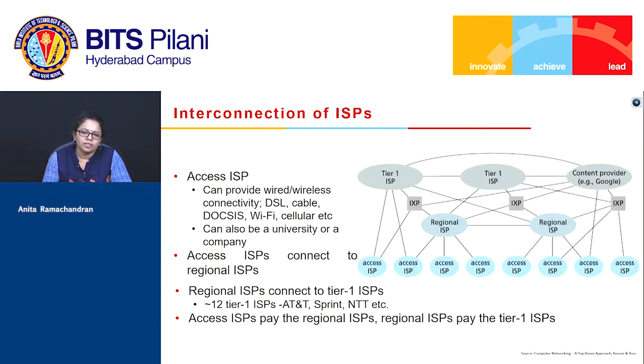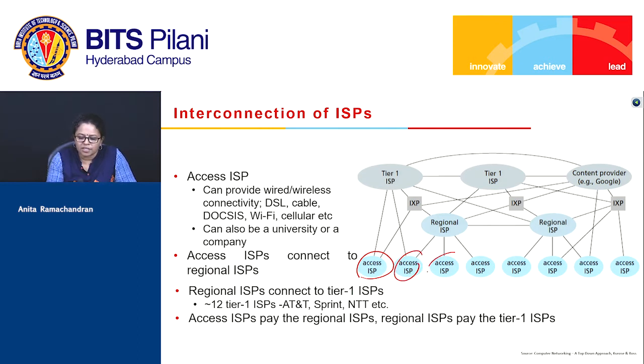If we take a look at a high-level view of how the ISPs are connected together in the entire internet, we have multiple tiers. At the lowest level, we have the access ISPs. This is just to give a perspective before we start talking about BGP. An access ISP provides wired or wireless connectivity, for example, DSL or DOCSIS or cellular networks.